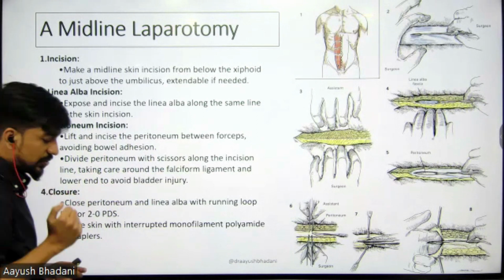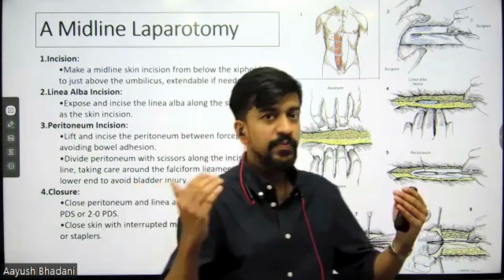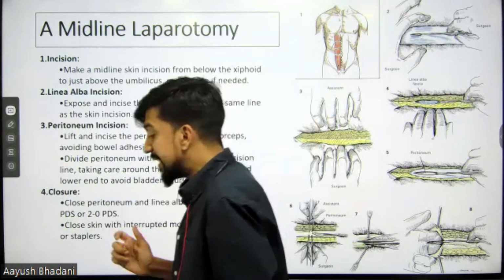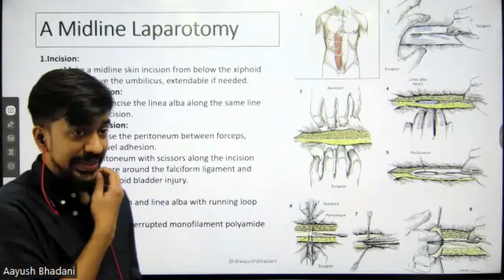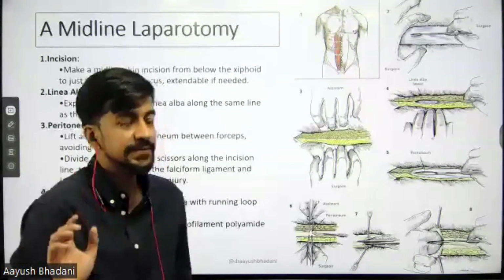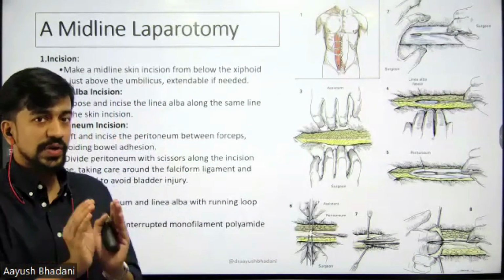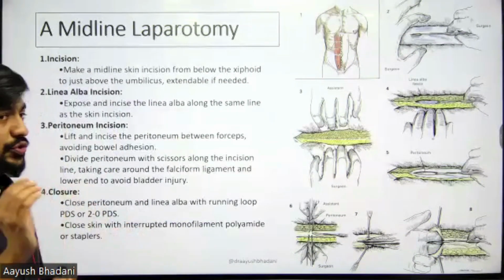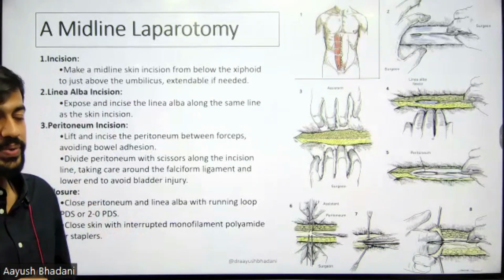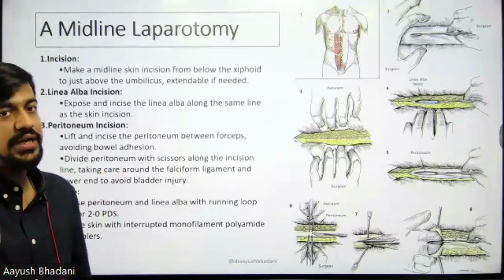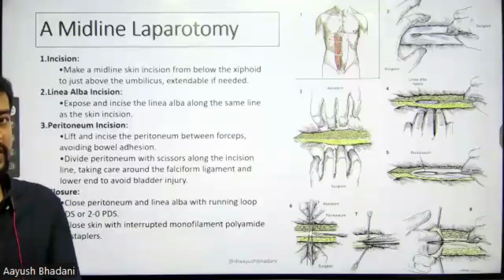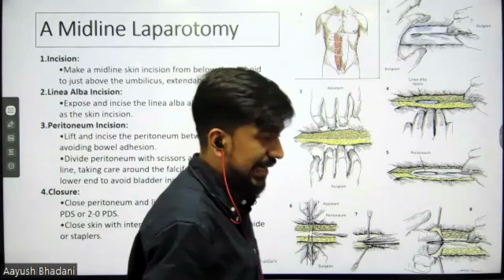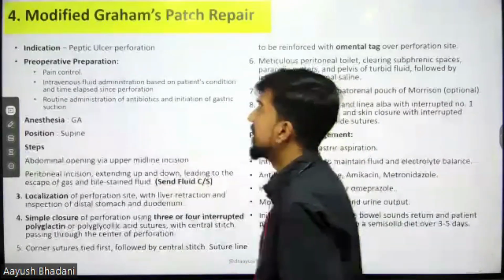Then we close. How do we close? So I told you, for closing the linea alba and the fascia, we need something known as PDS, polydioxanone. The latest literature says, if you refer to Bailey, the best suture over here would be a 2-0 PDS. I'm expecting you know about 1-0, 2-0, 1-2. If you don't, I'll cover it in another class, but not here. So we use 2-0 PDS, or what we usually use is a loop PDS, and stitch it continuously or in an interrupted fashion, depending on the elective or the emergency laparotomy, and then close the skin with interrupted monofilament polyamide, that is nylon, or staplers. So this is the midline laparotomy.